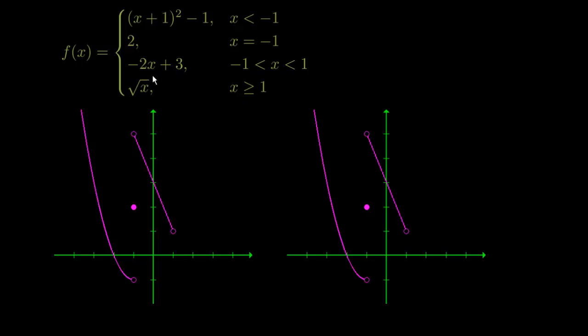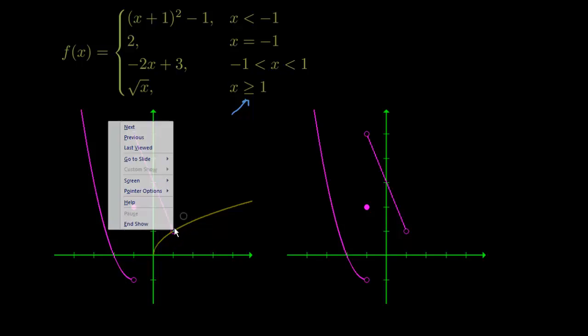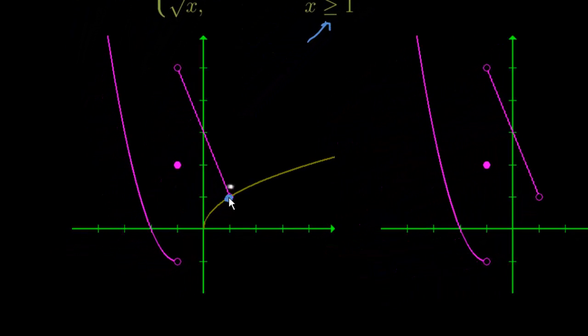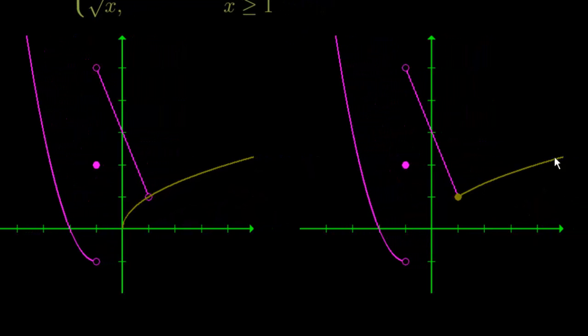Our final piece is the square root of x. It's a regular square root of x function, so it should look something like this. But notice that I am starting at 1, and I get to include 1. So that means I'm going to put a closed dot at 1. I'm going to keep all of this. I'm going to erase that piece because that's to the left of 1 and I don't want it. And that's what I get over here. So this is my final answer.